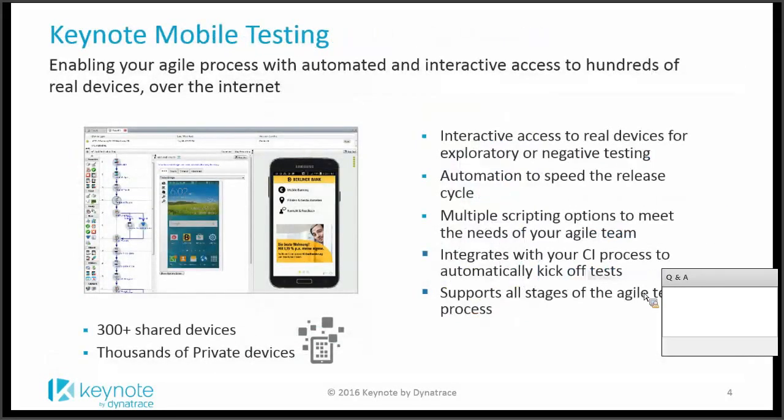Now, all of them, and we're going to talk about how Keynote mobile testing actually meets those needs. So what Keynote mobile testing does in general is it provides interactive access to real devices. So you can do manual testing, you can do automation, so you can speed the release cycle. It provides a lot of scripting options so that it doesn't matter what the skill set of your team is, you'll be able to create scripts.